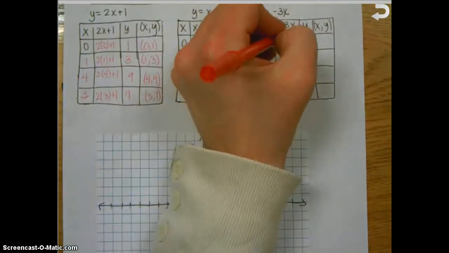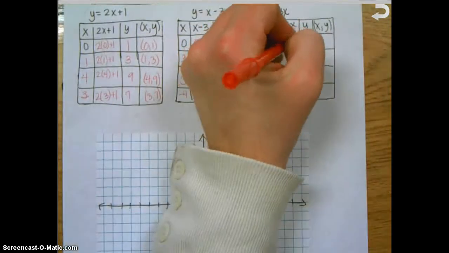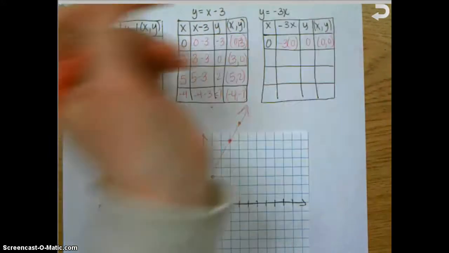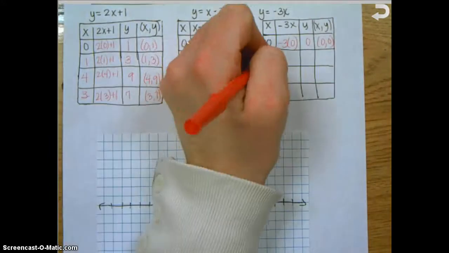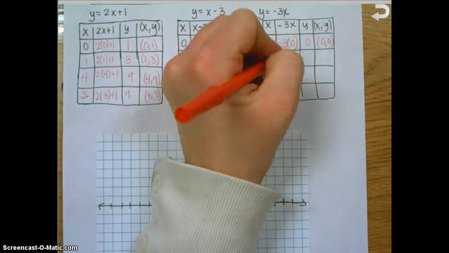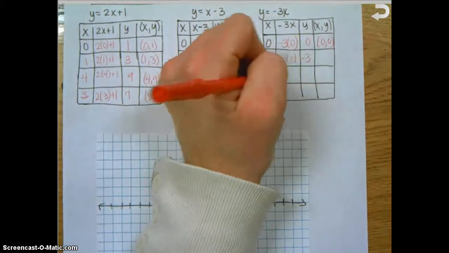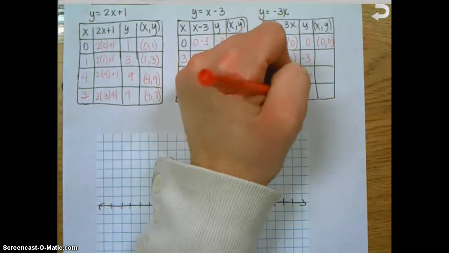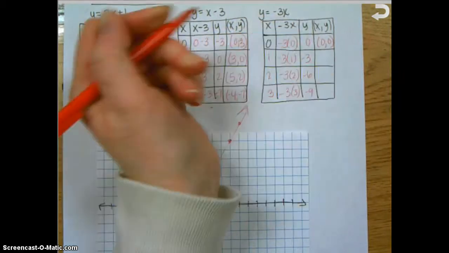y equals negative 3 times x. So x is 0. Negative 3 times 0, y would be 0. That would be (0, 0), which is also the origin. Then 1, 2, and 3. Negative 3 times 1 would be negative 3. Negative 3 times 2 would be negative 6. Negative 3 times 3 would be negative 9.